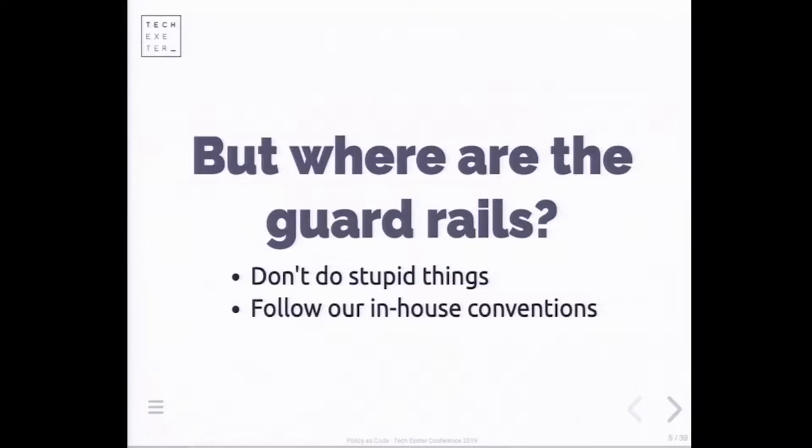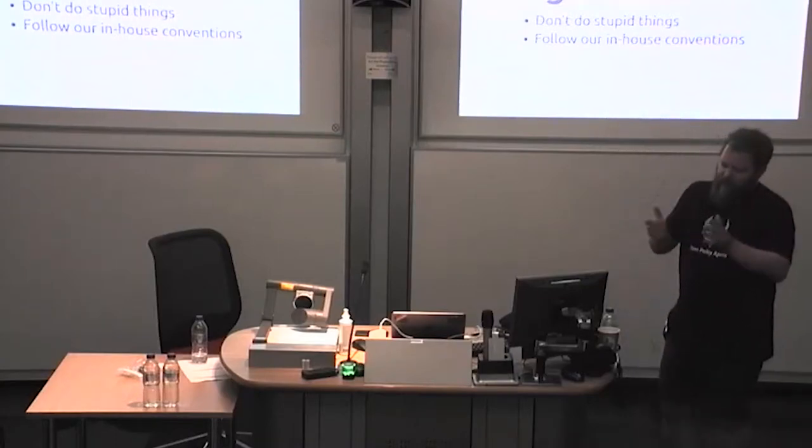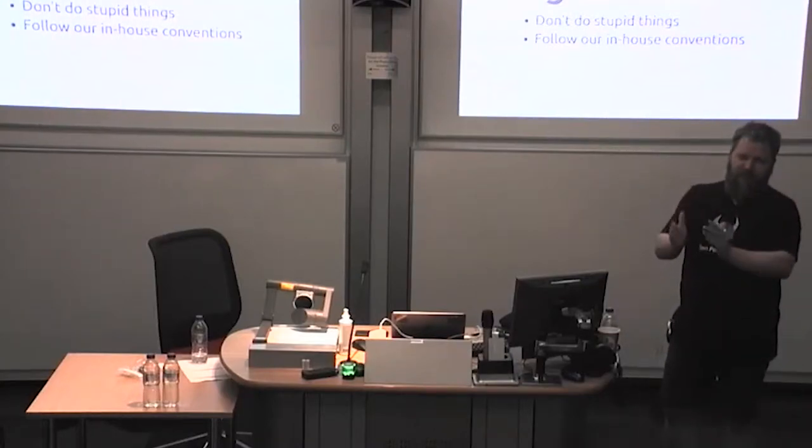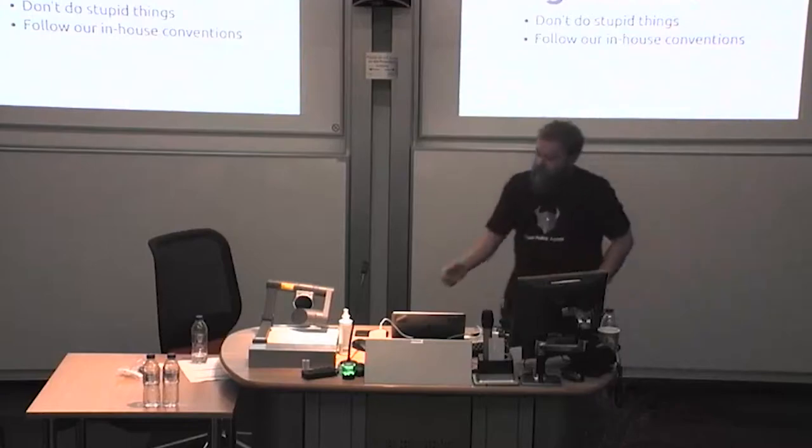So how can we take some of this stuff out and put it into code? And where are the guardrails? Where are the guardrails in place? Because essentially policies that we want people to follow fall into two different camps. Don't do stupid things, which is my generic term for security policies, and follow our in-house convention, which is my generic thing for: I've decided that port 3023 is a really good one, and everybody must use it because I'm a kingmaker. But where are those guardrails in our everyday life?